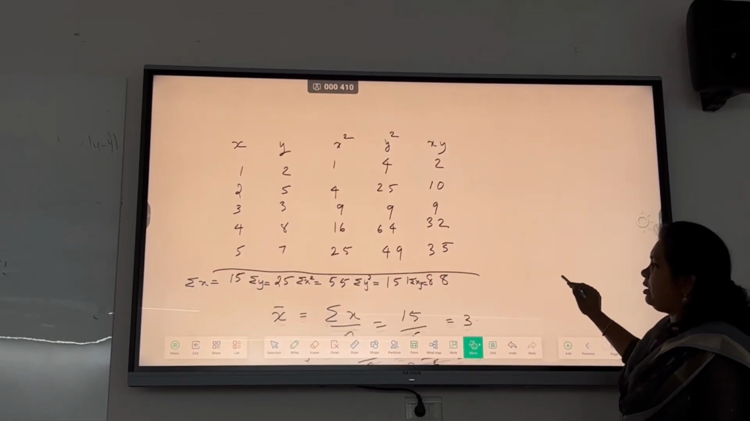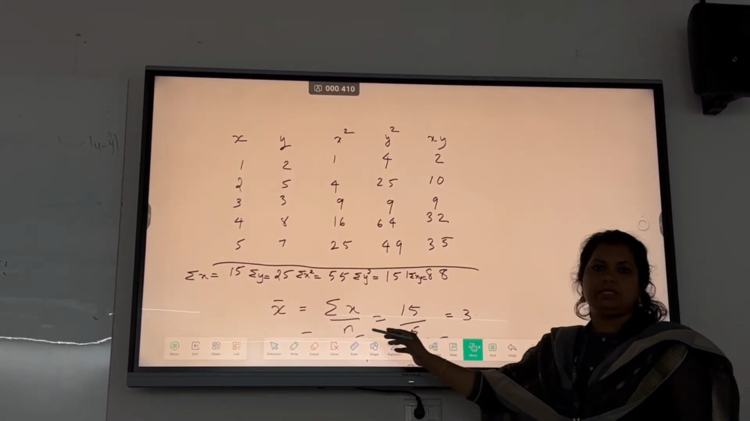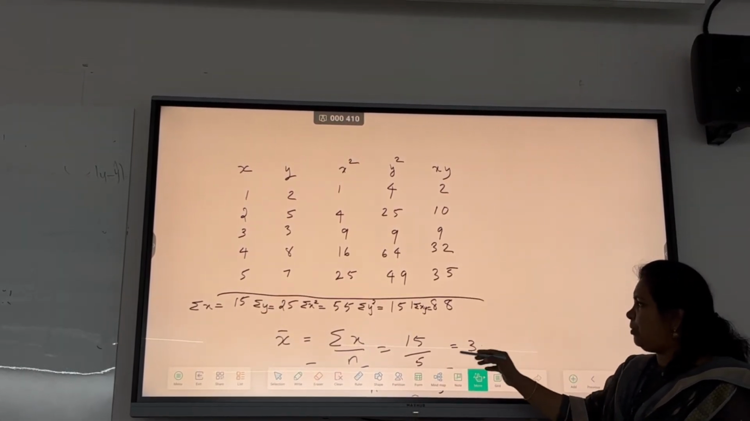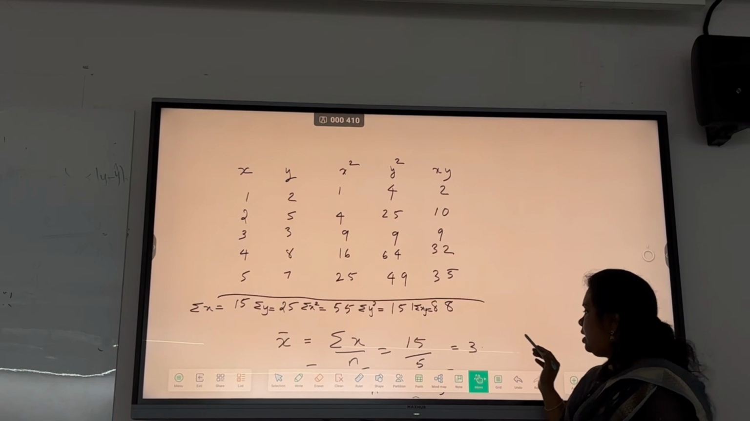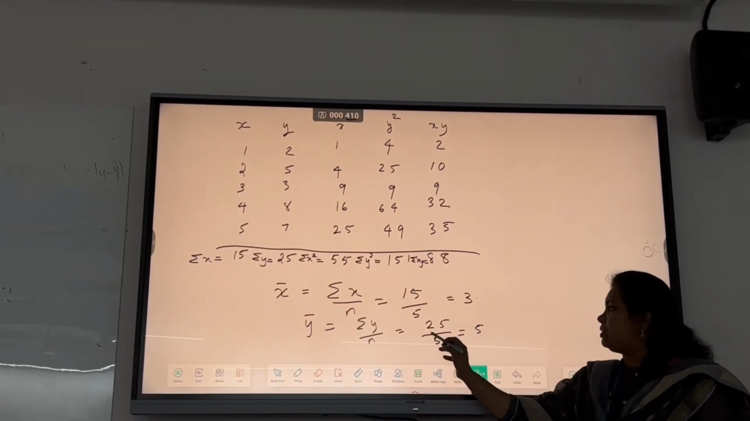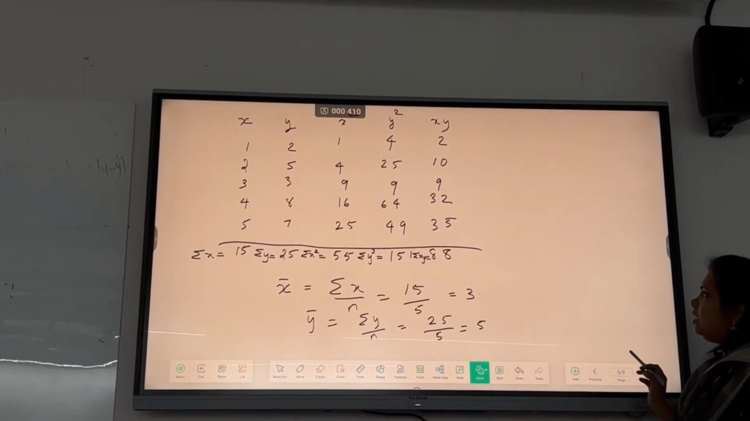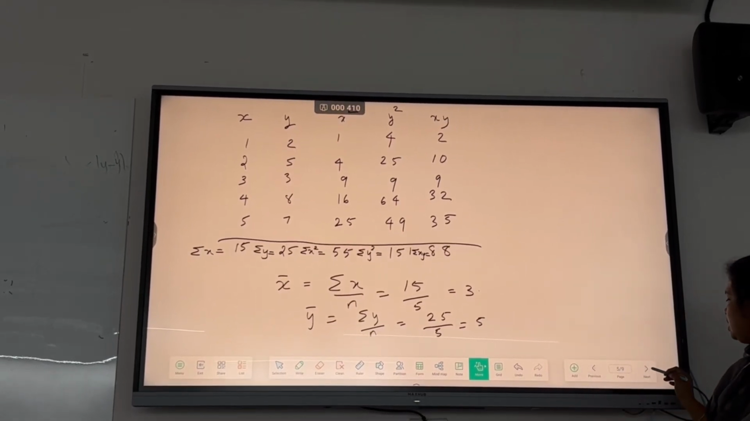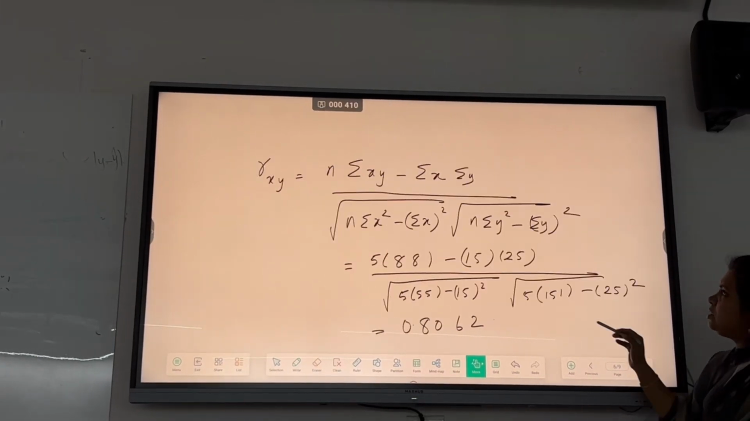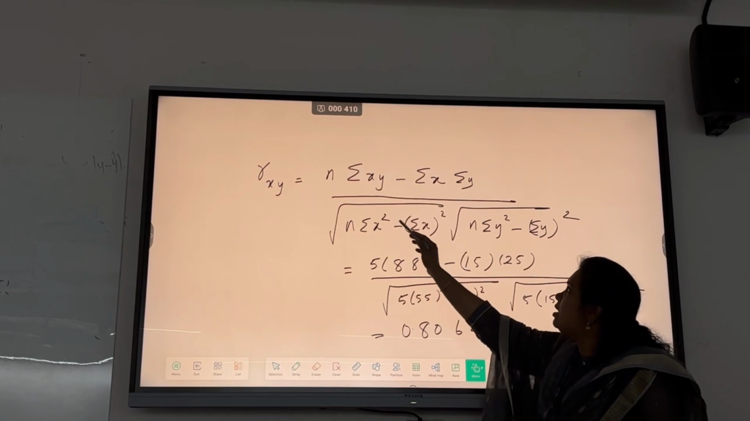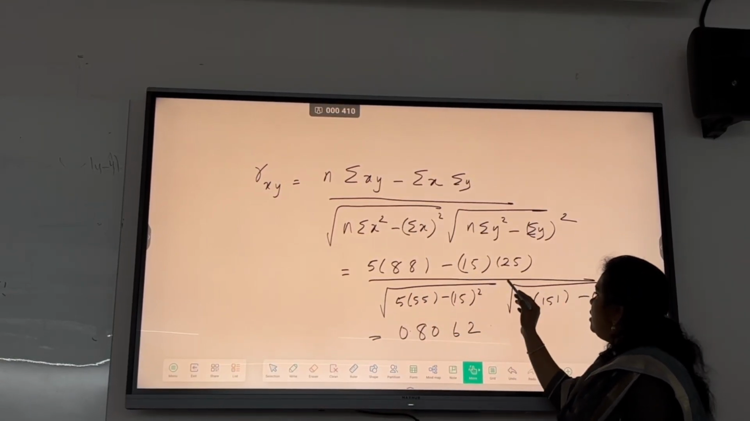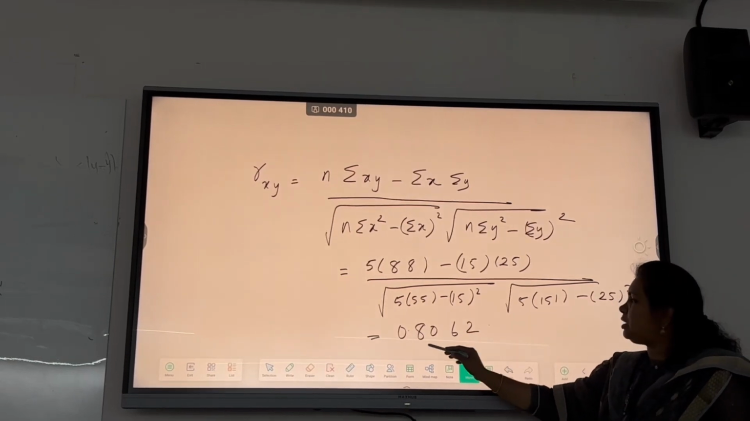First we can find x bar, whose formula is sigma x by n, which is 15 by 5. 5 is the number, how many numbers you are getting? So 15 by 5, which is 3. Next we can find out y bar, summation y by n, which is 5. Similarly, we can find out the correlation coefficient formula. So this is the correlation coefficient formula. Substitute all the answers here and multiply the terms and take a square root, you get this answer.